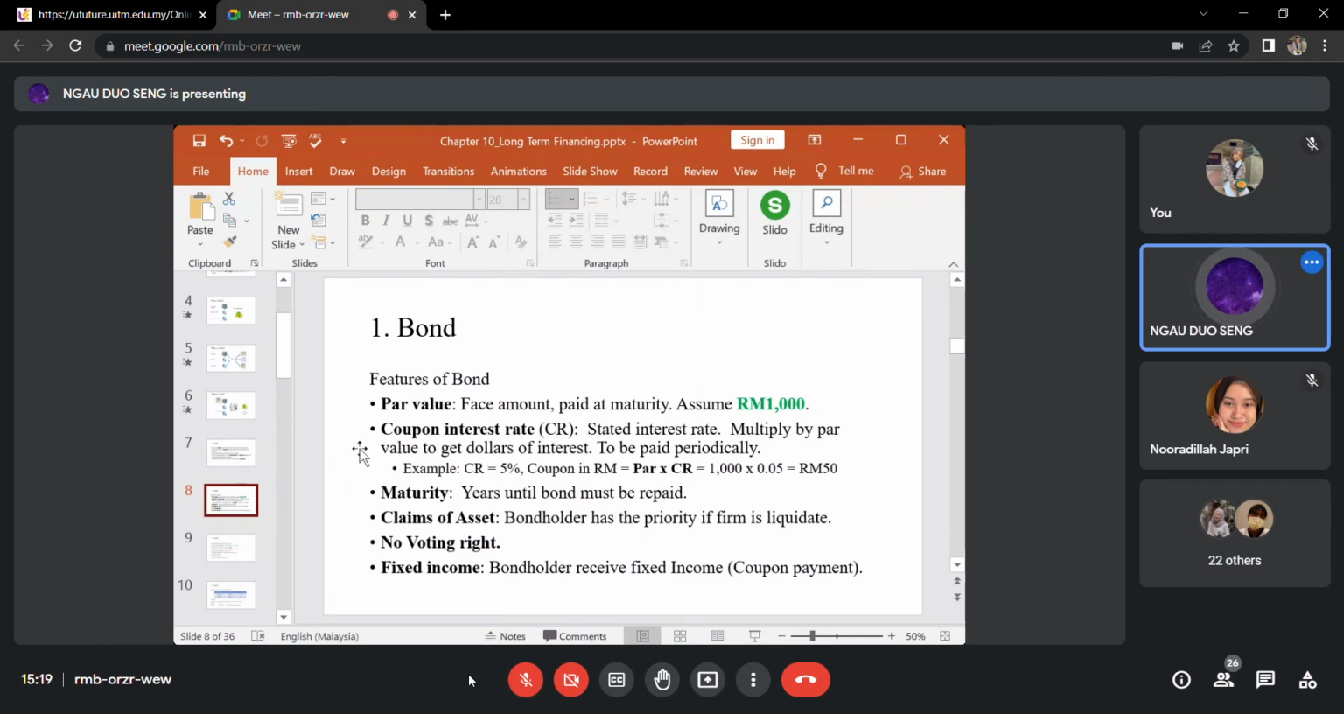Then we have coupon interest rate. Coupon interest rate, stated interest rate multiplied by par value to get dollar of interest atau ringgit lah. So to be paid periodically. Periodic rate. So example, kalau coupon rate adalah 5%. This one to get ringgit lah.